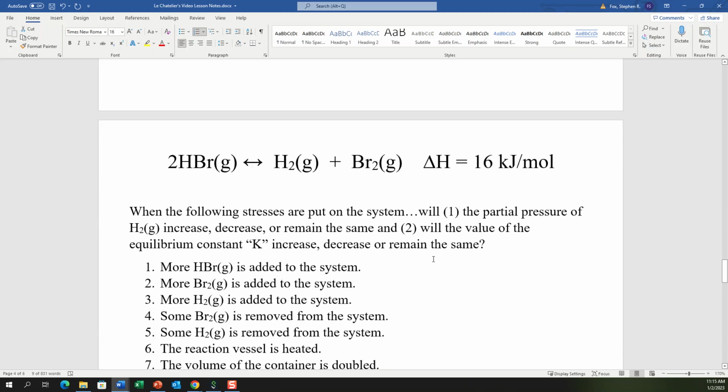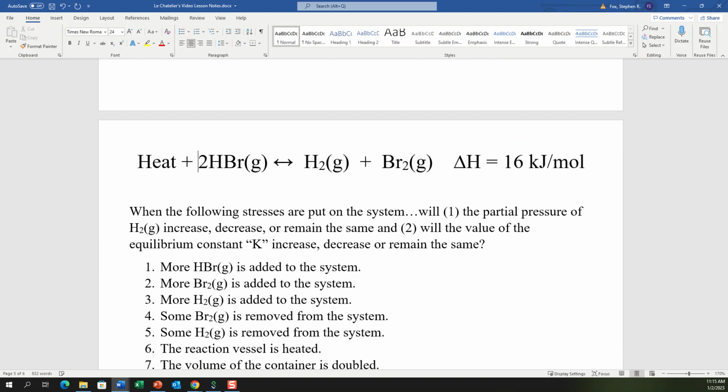All right, so here is another reaction. Notice that delta H is positive. So what does that mean? It means heat is a reactant, so I can add heat to this side. Another thing to note is two gas particles. So increasing or decreasing the volume, which would increase or decrease the pressure, will not cause a shift because I have equal moles of gas on each side. So that's another thing to look at, okay?